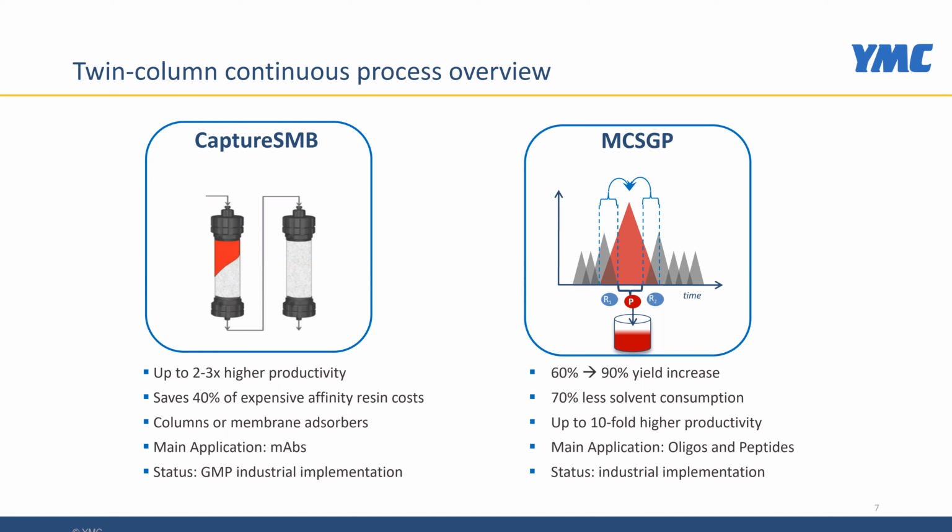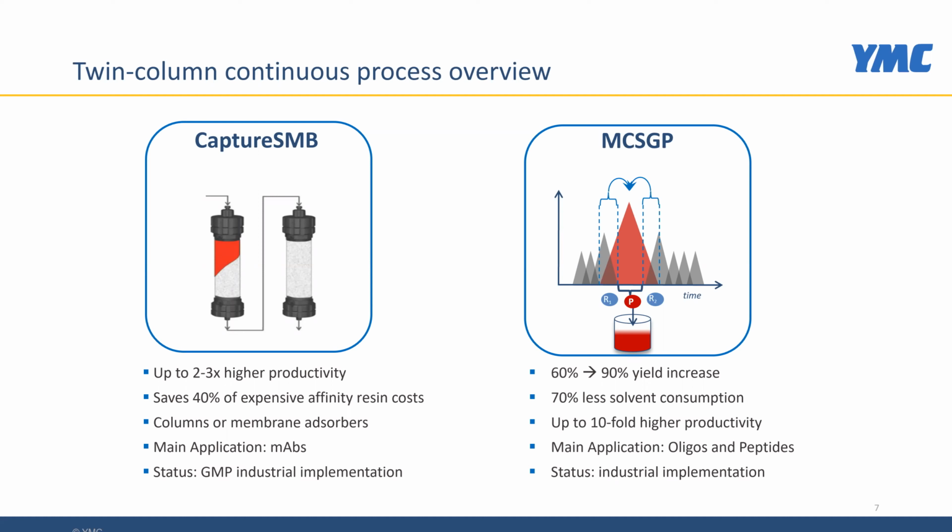In this case, the MCSGP process can typically improve the yield from 60 to 90% and improve solvent consumption by reducing it by 70%. Productivity can also be improved by up to a factor of 10-fold. And again, the main application is oligos and peptides and also biomolecules. This process is also in industrial implementation.